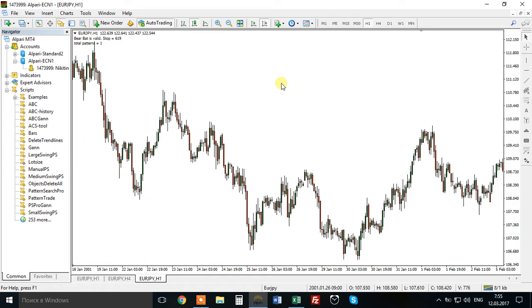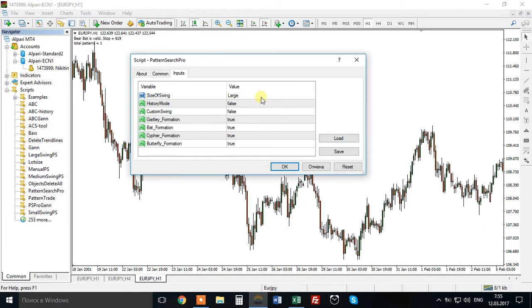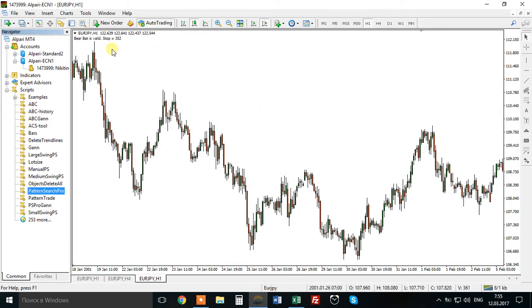Let us start then. How do I do backtesting? Of course, I won't draw them manually. I will use my software Pattern Search Pro. Large patterns, history. Just turn the history mode on and choose the pattern you want to be displayed. False, false, false. You see, only bad formation is true. Let's go. Boom, the pattern appeared.